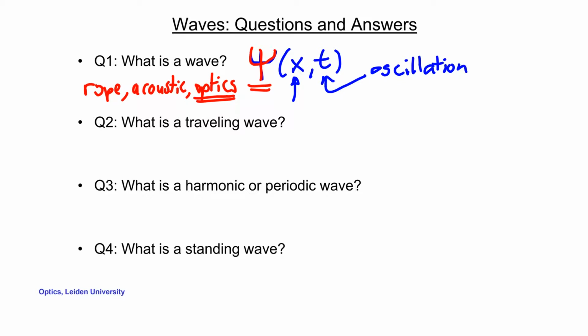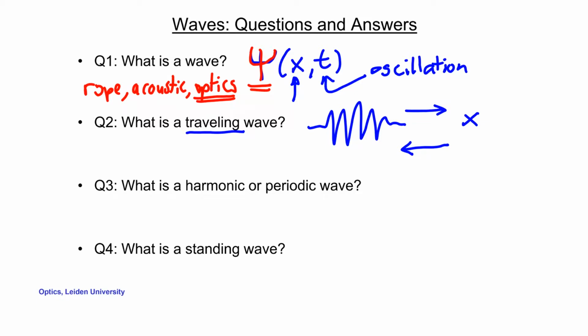And the second question is, what is a traveling wave? Well, a traveling wave, as you could imagine from the name, is a wave that travels in space. So it's a certain pattern that either travels to the right or travels to the left.